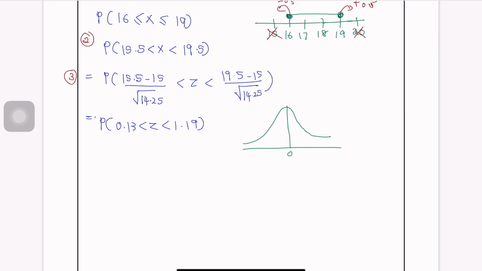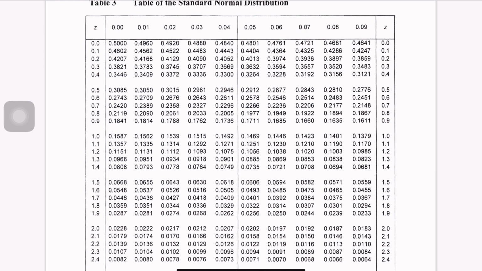Okay, now draw the bell-shaped curve. So this one is 0, 0.13, 1.19. So we want this area. What we need to do is probability Z greater than 0.13, minus this one, we don't want this one, so minus probability Z greater than 1.19.